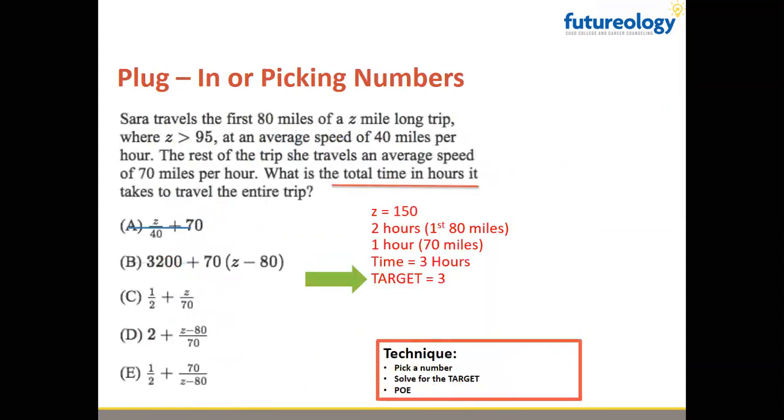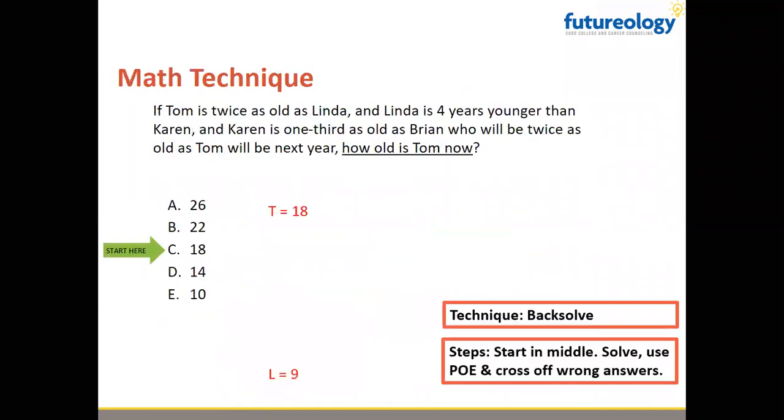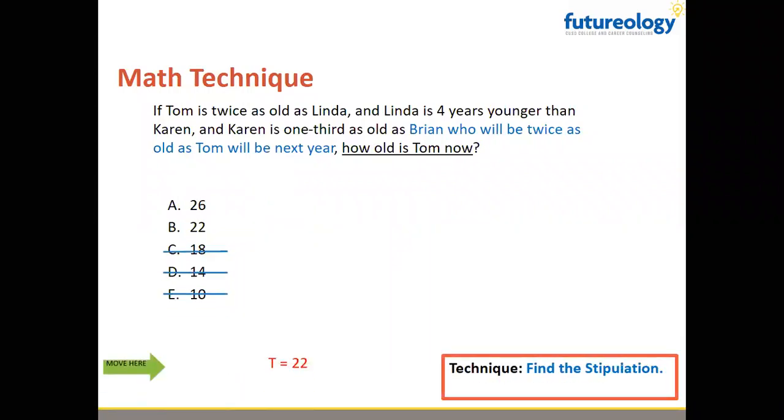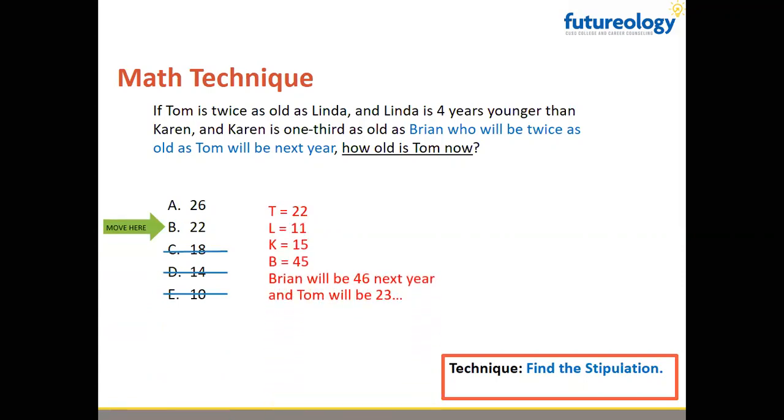On back solving, or what we call PETA, plug in the answer choices. Here, what is it? You start in the middle, because if it's too big, you can eliminate up or down, okay? You solve the mathematical part of it, okay? You find the requirement. In this case, it was Brian, who's twice as old as Tom, will be next year. Once you find the answer, you move on. Okay, so that's what we learned tonight.